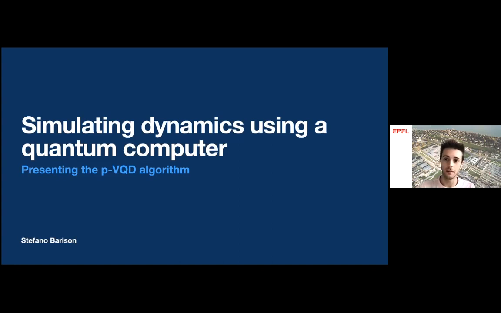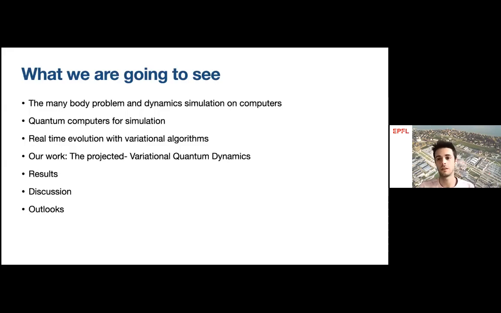Okay, so I will discuss our work, which we did very recently, like 2 months ago. We published the paper as a preprint. But I will start by discussing a little bit the many-body problem and how we can simulate quantum systems on quantum computers. Then I will introduce our work, we'll discuss the results, and then I will discuss some outlooks of this work.